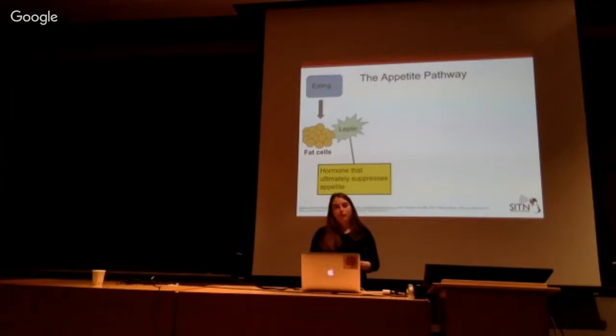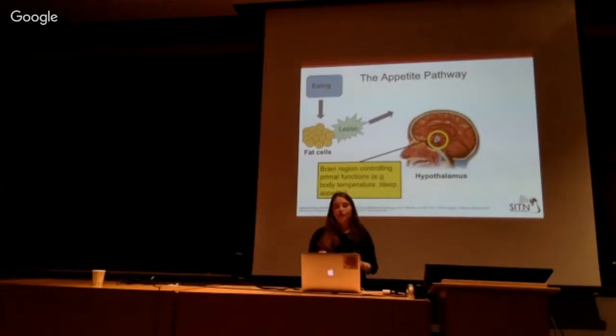So what does the appetite pathway in a human actually look like? So when you eat, that causes your fat cells to produce a hormone called leptin. And leptin's role, ultimately, will be to suppress appetite. So leptin is a pretty important hormone. Leptin then travels to the hypothalamus. The hypothalamus is a brain region that controls a lot of primal functions, obviously appetite, but also things like body temperature and sleep regulation. And that's the blue region in that yellow circle, sort of down in the middle of your brain.